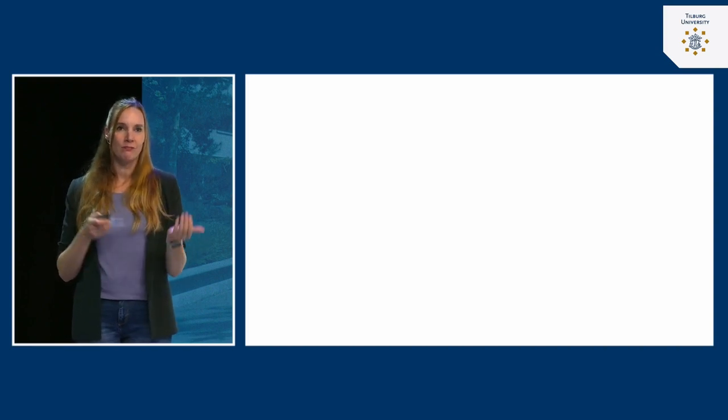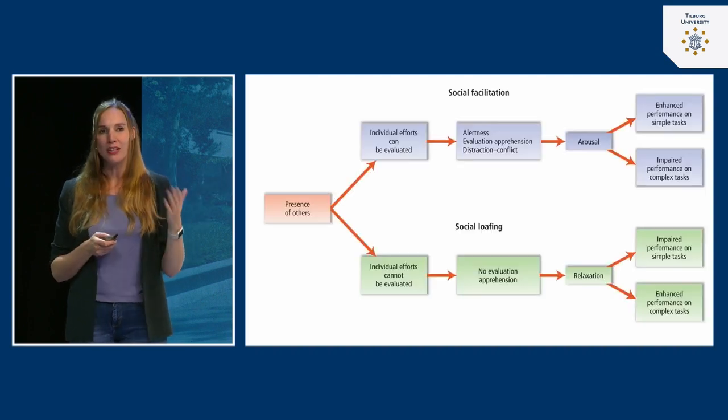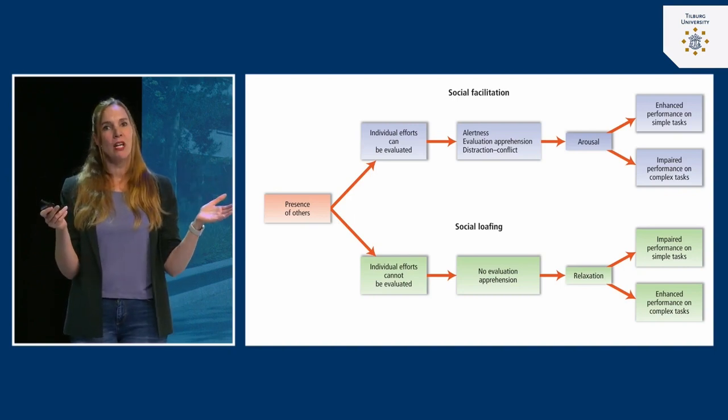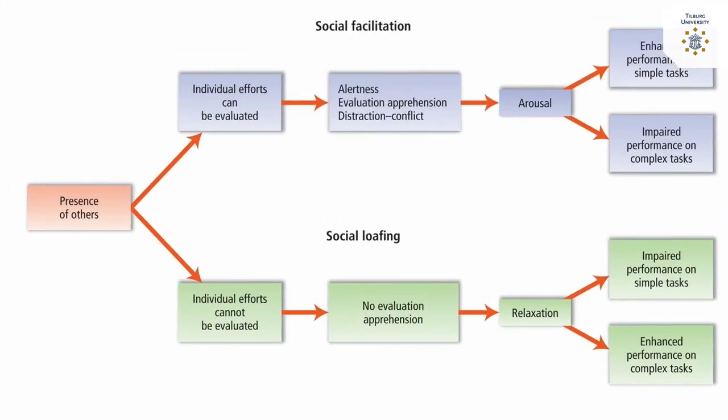So to summarize this part, what is the effect of others on our performance? Do others increase our performance or impair our performance? Well, it really depends. So here you see this very complicated model, but it's basically a summary of everything I just told you. So when others are present, the first thing we have to ask ourselves is, are our individual efforts being evaluated? So are other people watching us? If this is the case, we go to the upper part of this model. Individual efforts can be evaluated. Then we experience arousal. So that's because alertness, evaluation apprehension, distraction conflict all lead to arousal. And then our performance on simple tasks is improved and our performance on complex tasks is impaired.